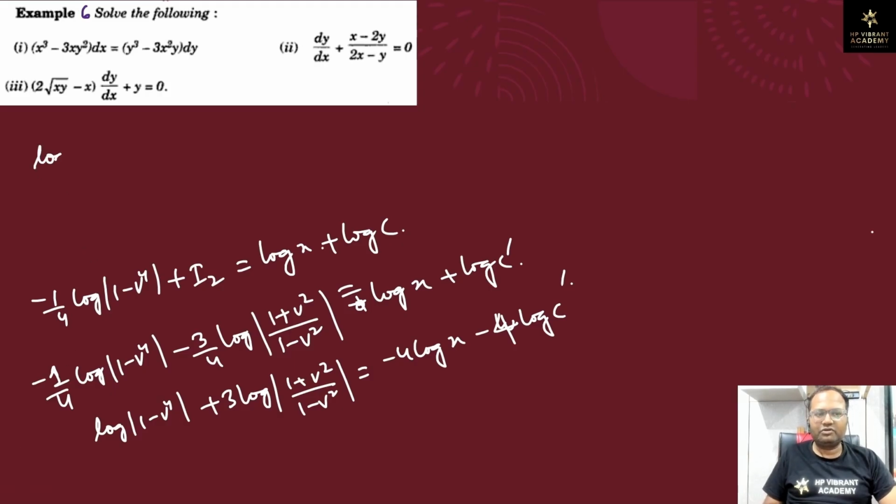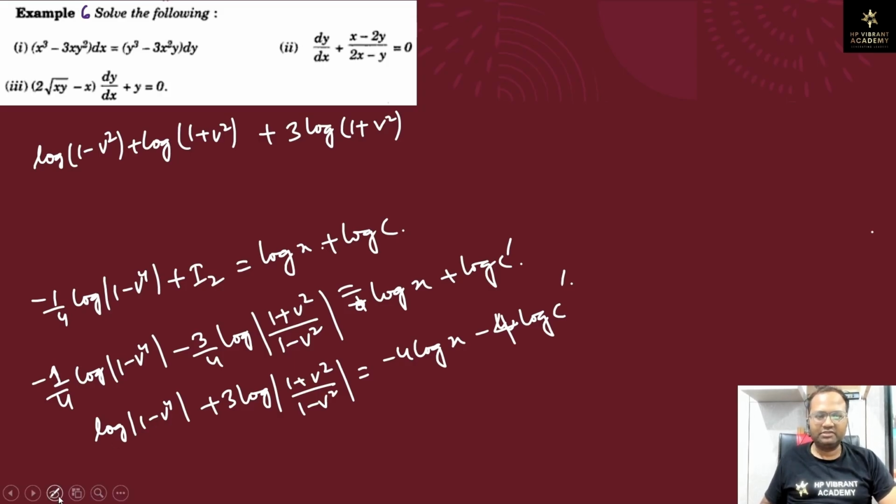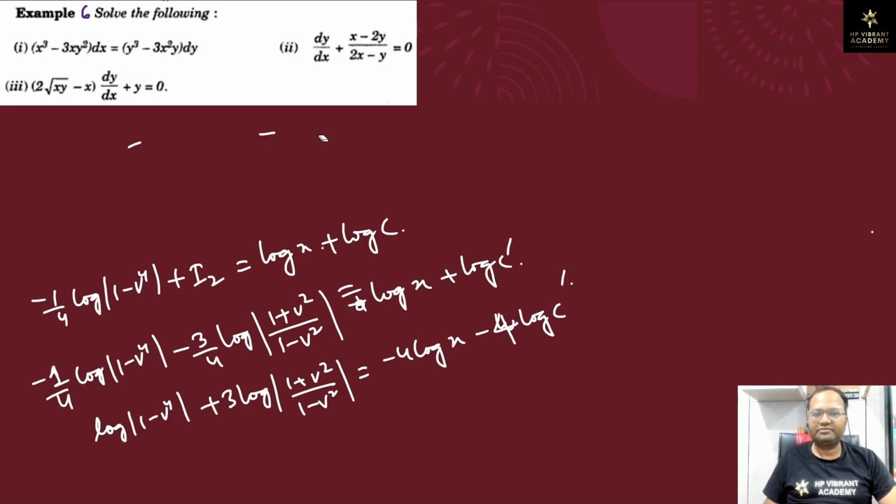So this is log of 1 minus v square plus log of this is 1 minus v to the power 4, so 1 minus v square, 1 plus v square. So log ab becomes log a plus log b. So log of 1 minus v square plus log of 1 plus v square, plus 3 times log of 1 plus v square. Sorry, this we can write as, let us write down one step further.